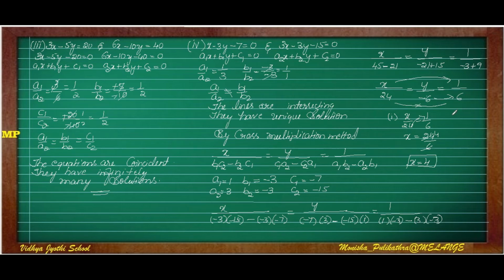So next, second, y by minus 6 is equal to 1 by 6. 6 cancel. Remaining it will be y is equal to minus 1. So the value of x and y is x is equal to 4 and y is equal to minus 1. I hope you understood this.